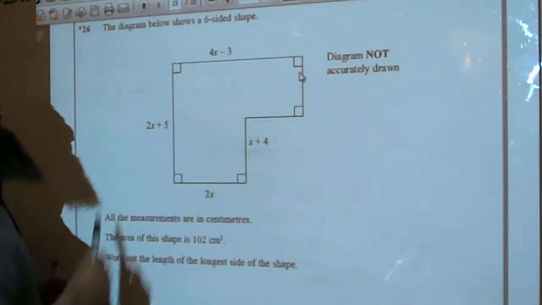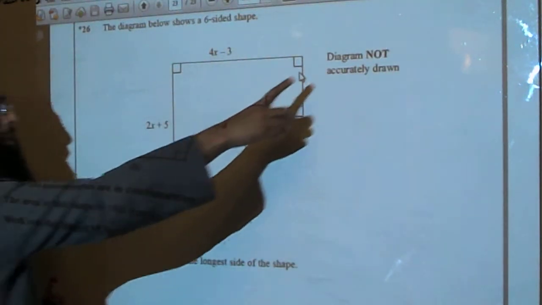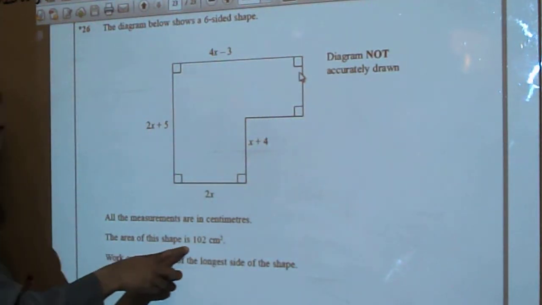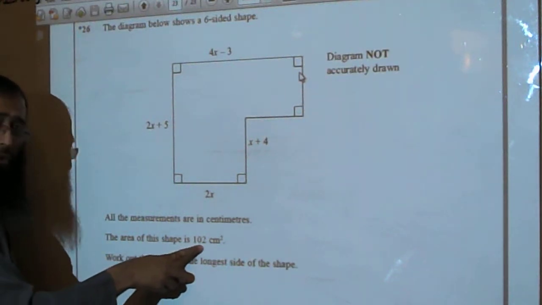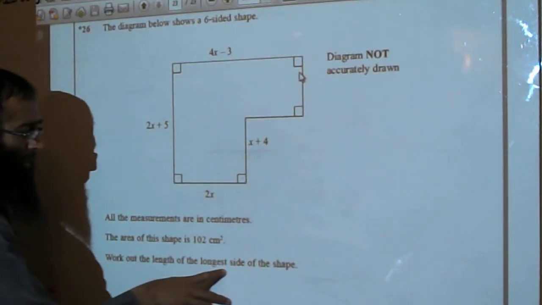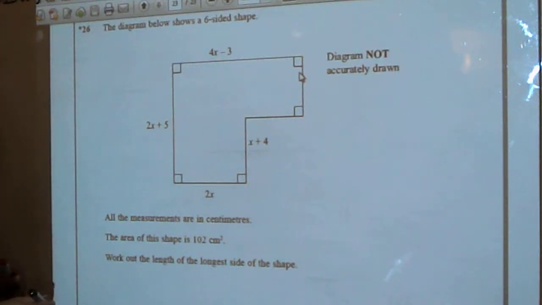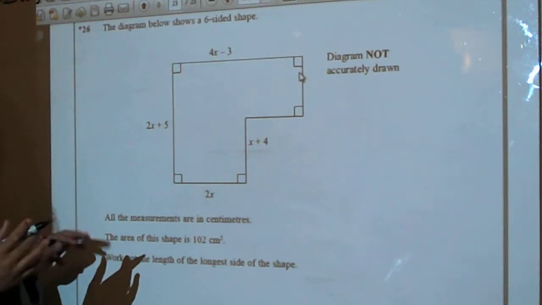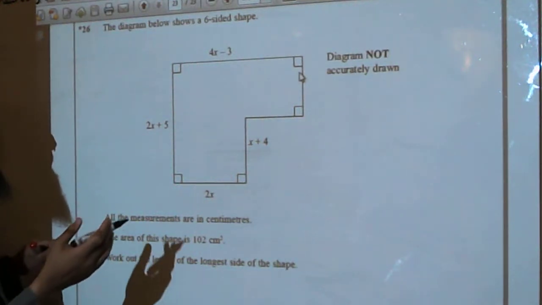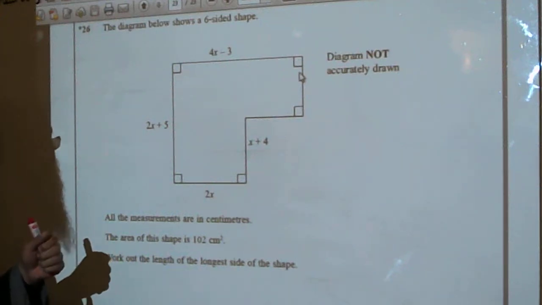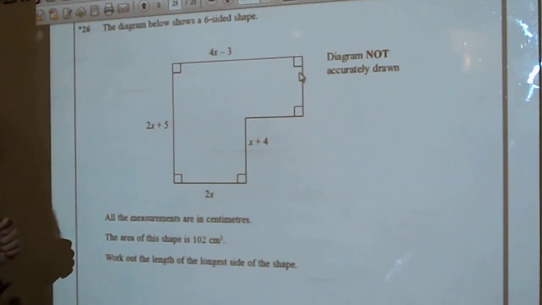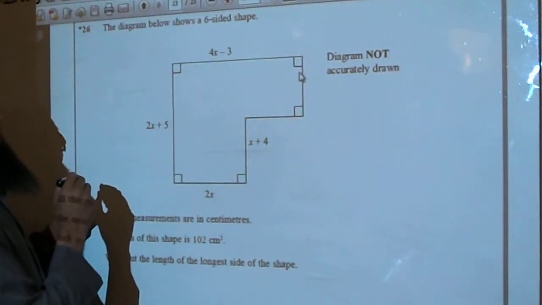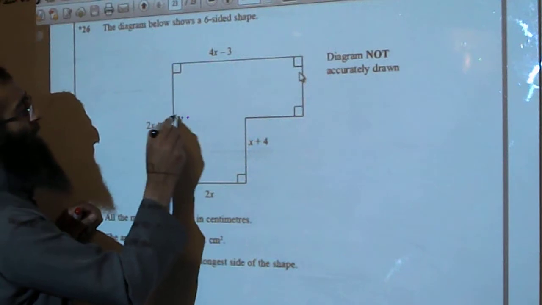The diagram below shows a 6-sided shape. The diagram is not accurately drawn, so don't start measuring it. All the measurements are in centimeters. The area of the shape is 102 centimeters squared. Work out the length of the longest side of the shape. Now, what we need to do first of all is work out the area of the shape. Now, how do we work out the area of the shape? We need to split the shape up into 2 pieces. Okay, say we split the shape up.